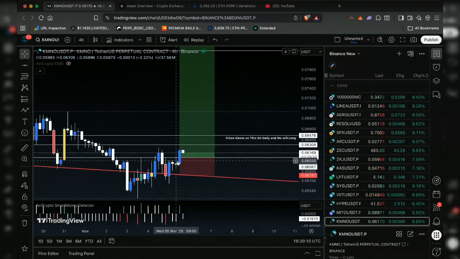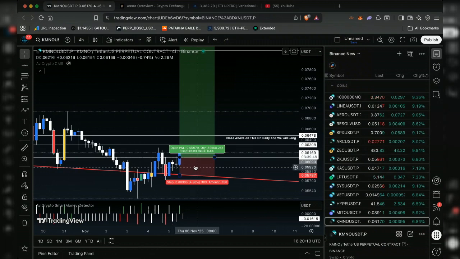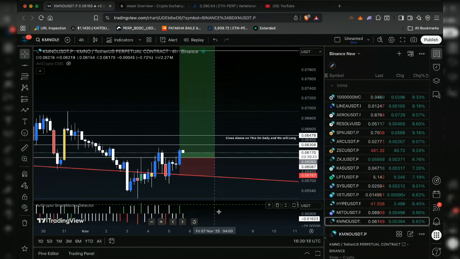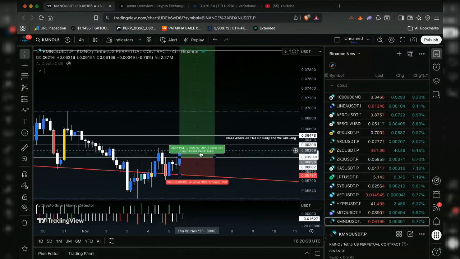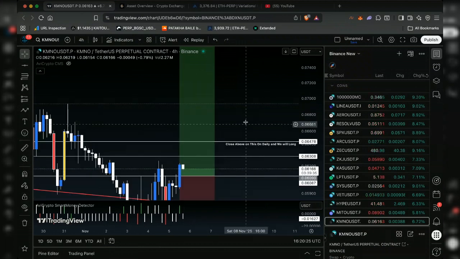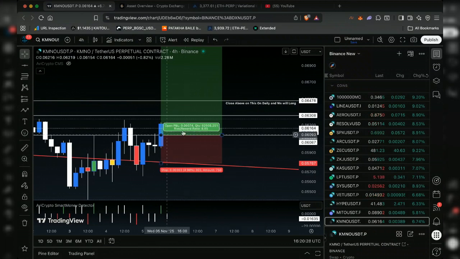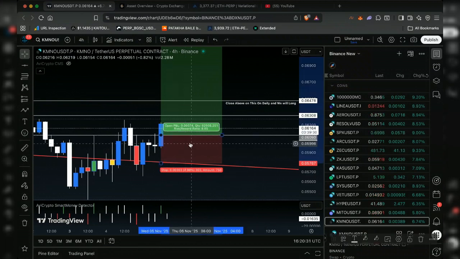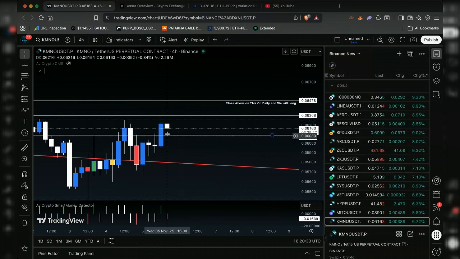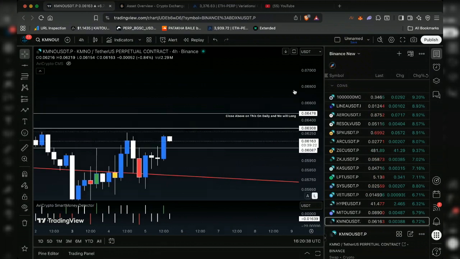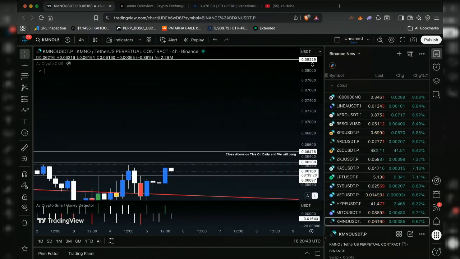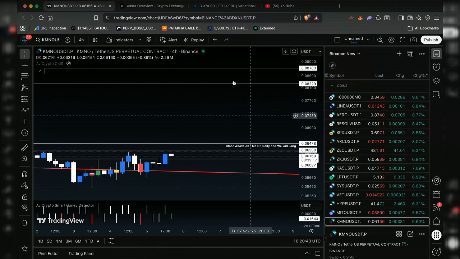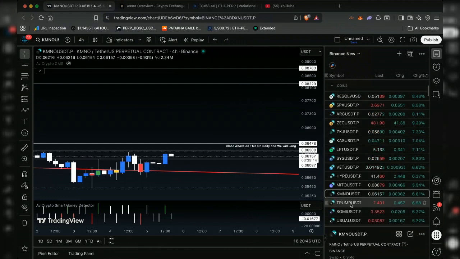Invalidation will be if we close the 4-hour candle below this. That means we are rejecting this. Okay, so for now what it's doing is retesting after a breakout. It is in the process of retesting, so the better option will be to wait for the 4-hour candle to close. If it tests this and successfully claims it and starts to bounce back, it's a very good coin to long, and levels are already marked on the chart.